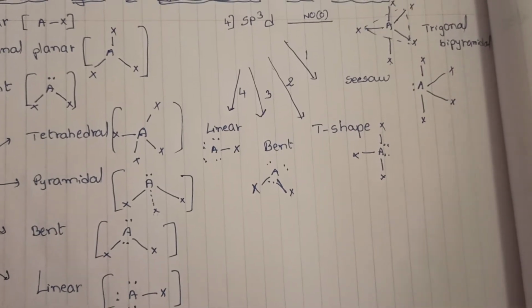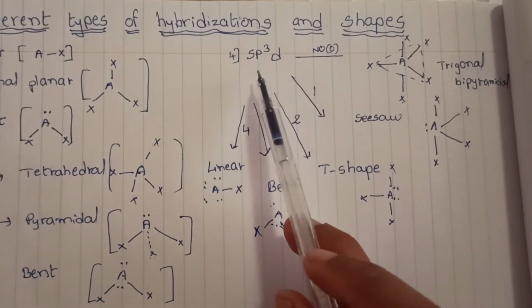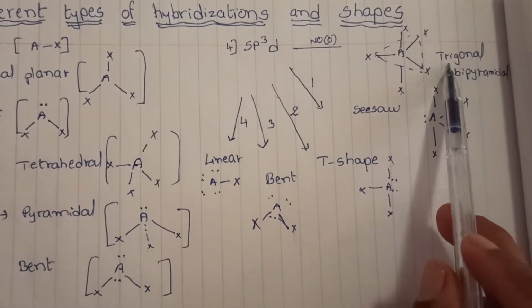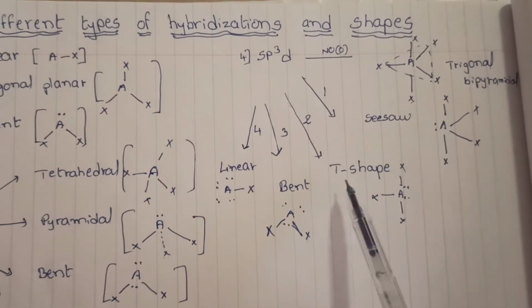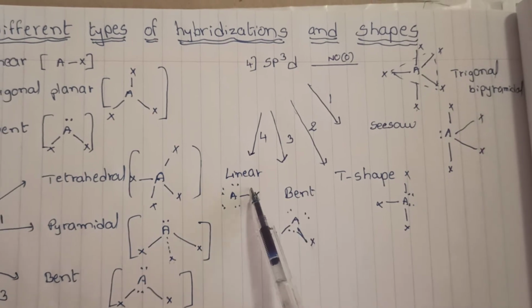Okay, in that way you see there are 5 possibilities for sp3d hybridization. There is a possibility of having trigonal bipyramidal geometry, seesaw geometry, T shape, bent shape, and linear.